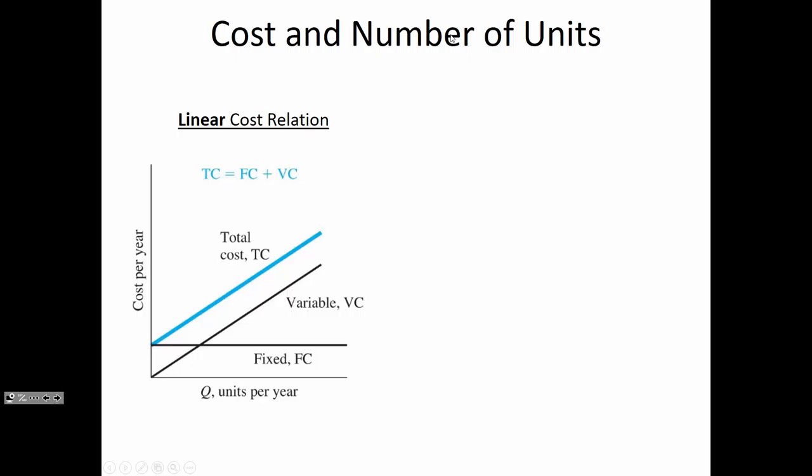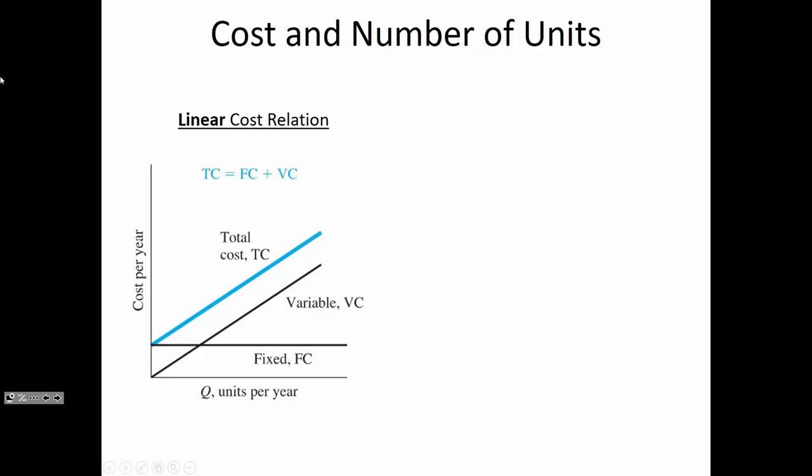And when we add the two cost categories together, that's where the total costs come in. That blue line is saying when you've added the overall total costs, that comes from the variable and the fixed. So you can see here it's bold. That's a linear cost relationship.